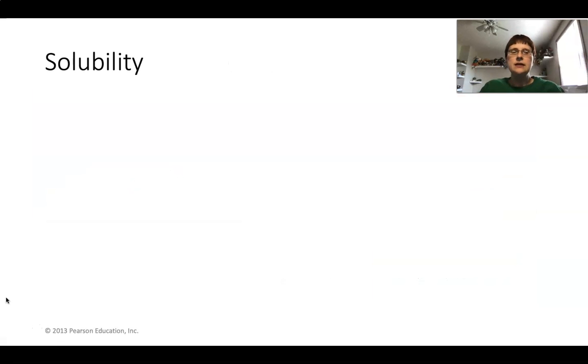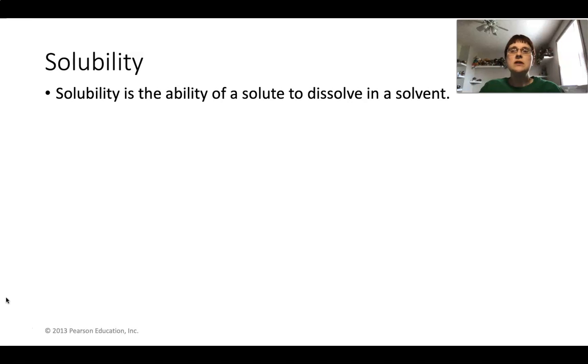All right, the last thing to talk about with mixtures and solutions is solubility. So solubility is just the ability of a solute to dissolve in a solvent. So how well a solute can dissolve is what we're talking about. And the thing is that not all solvents can dissolve all solutes.